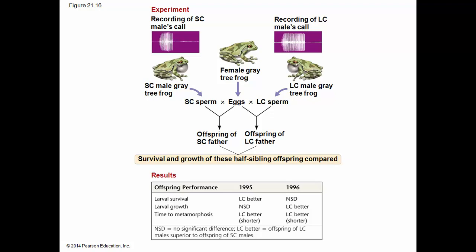Okay, so here are some gray tree frogs. The gray tree frogs have different traits. The one has a certain type of call, and the other has another type of call. And the female gray tree frog will select for one or the other of the species.